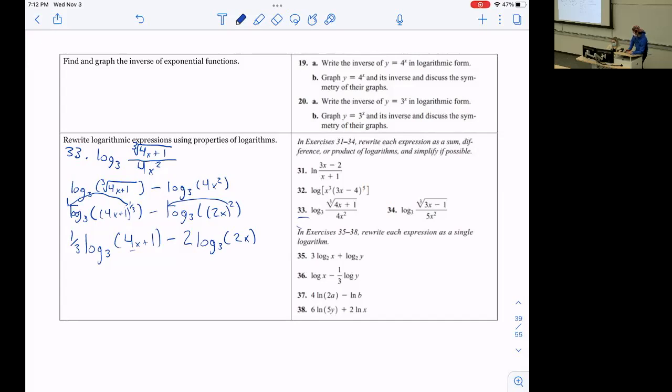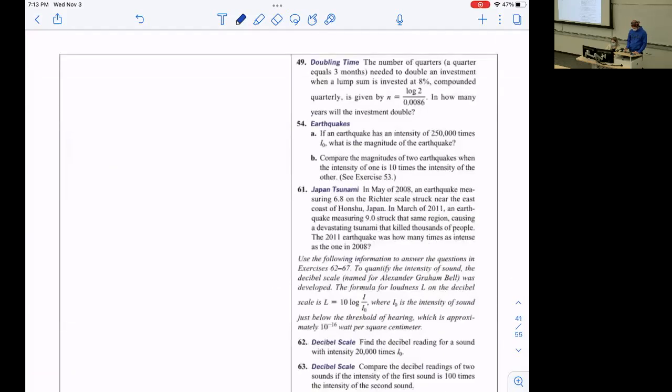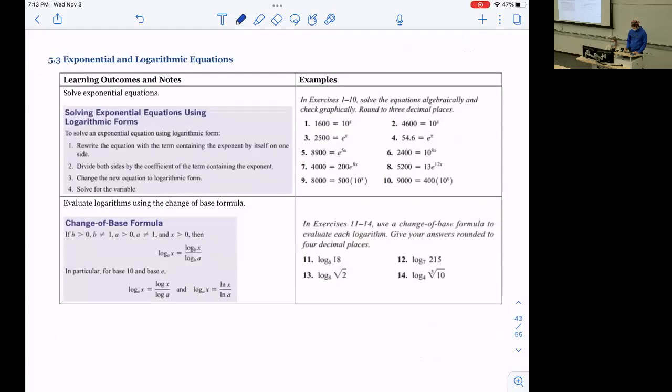Do you still want me to go over 32? For the sake of time, should we move on? Yes. All right. If we have time, we'll come back for 32. Solve applications using logarithms. So 39 through 70.